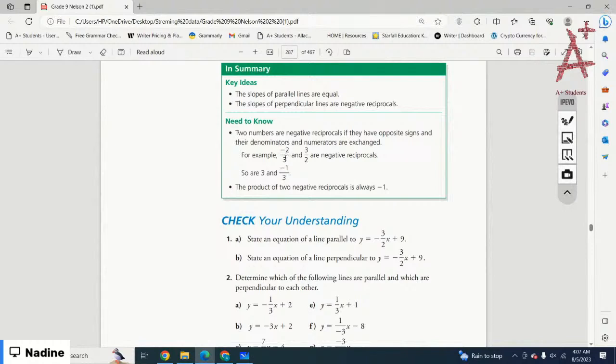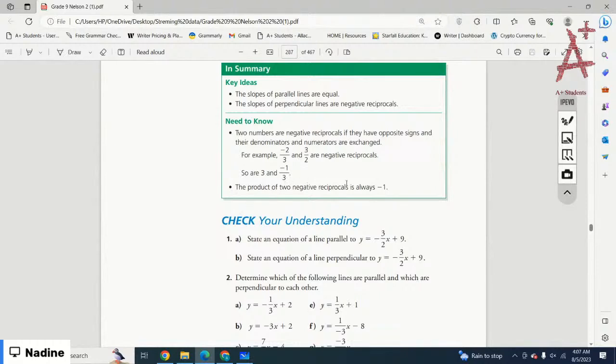What does negative reciprocal mean? Like if negative 2 over 3 is the slope, the negative reciprocal means you have to interchange numerator and denominator, and also multiply by a negative sign. So negative times negative makes positive, so it will be 3 over 2, right? Okay, so the negative reciprocal of 3 is negative 1 over 3.